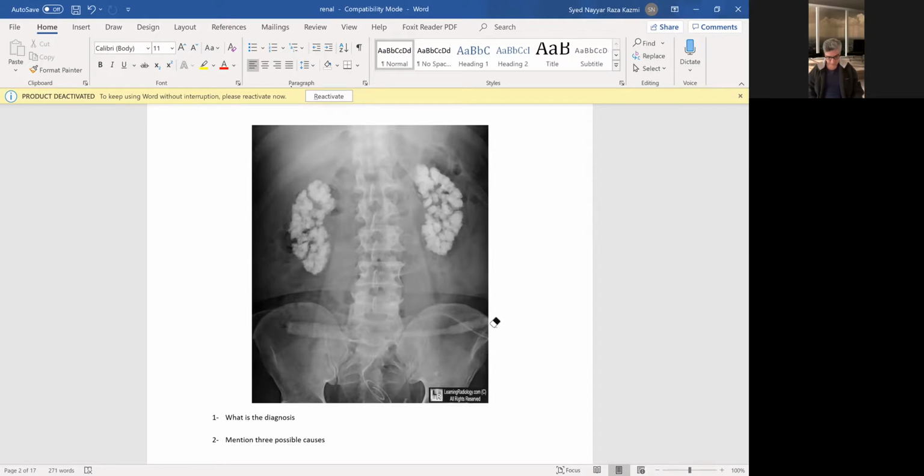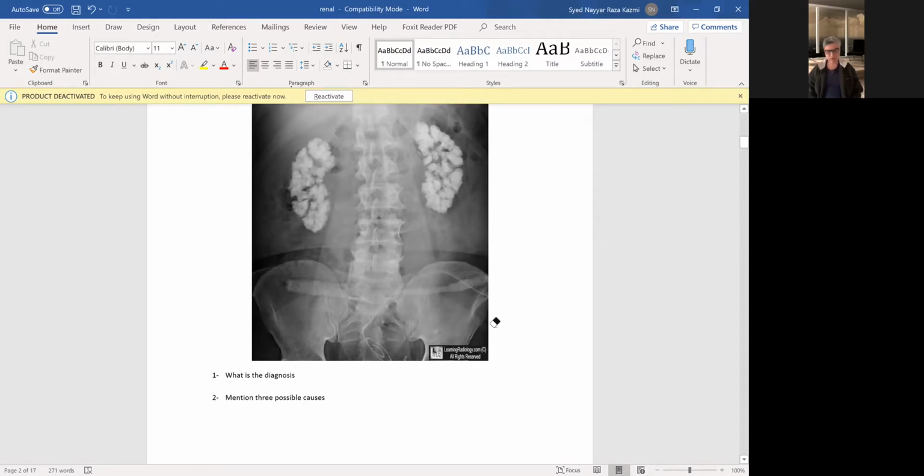The question is, mention three possible causes. What are those three things that can give you this condition? It's quite painful, because when you've got stones in your kidneys and the kidneys try to expel them, it's a very painful condition. It will lead to recurrent abdominal pain.